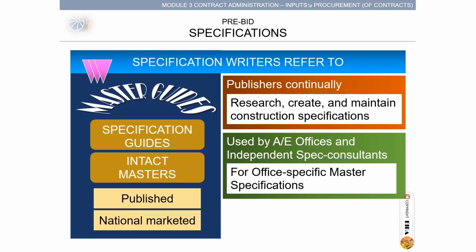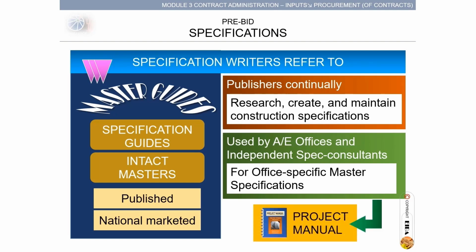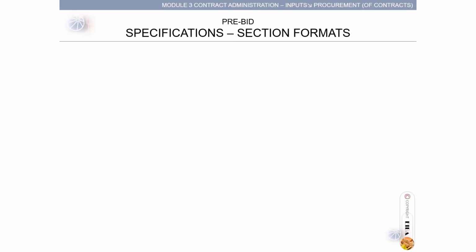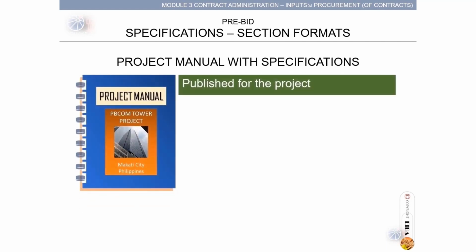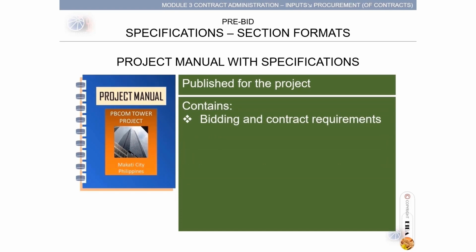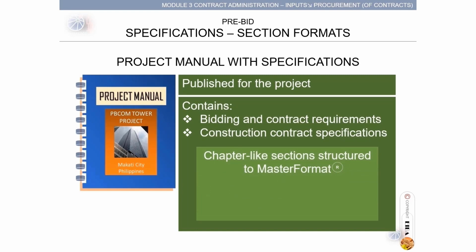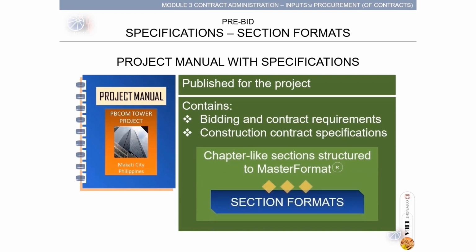Then the applicable specifications are incorporated into the project manual, with the specifications in section formats. The project manual with specifications is published for the project. The architects and engineers prepare the project manual, which contains bidding and contract requirements, and construction contract specifications in chapter-like sections structured to MasterFormat. These are termed section formats.